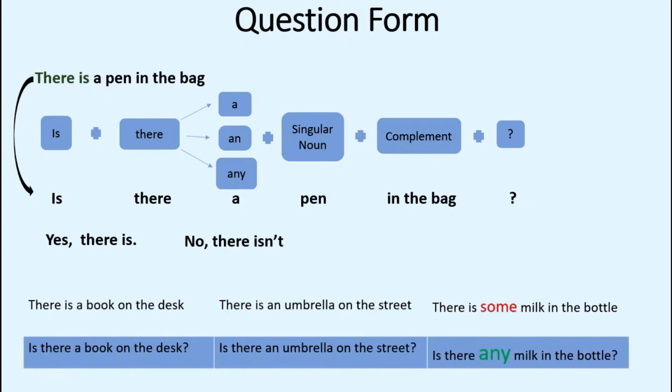Right below we have some more sentences. There is a book on the desk. Is there a book on the desk? Yes, there is, or no, there isn't. The second sentence, there is an umbrella on the street. Is there an umbrella on the street? Yes, there is, or no, there isn't. The sentence number 3, there is some milk in the bottle. So normally for the question form, some is going to be omitted and instead we use any. So is there any milk in the bottle?